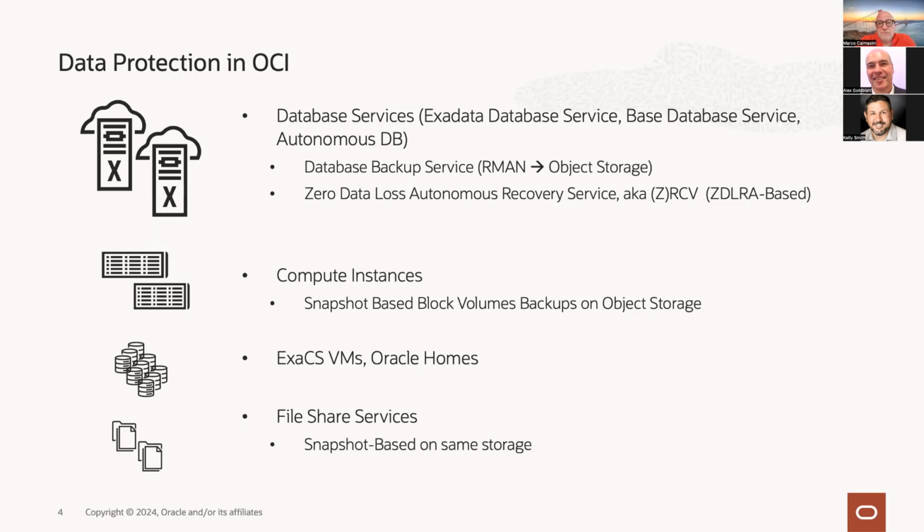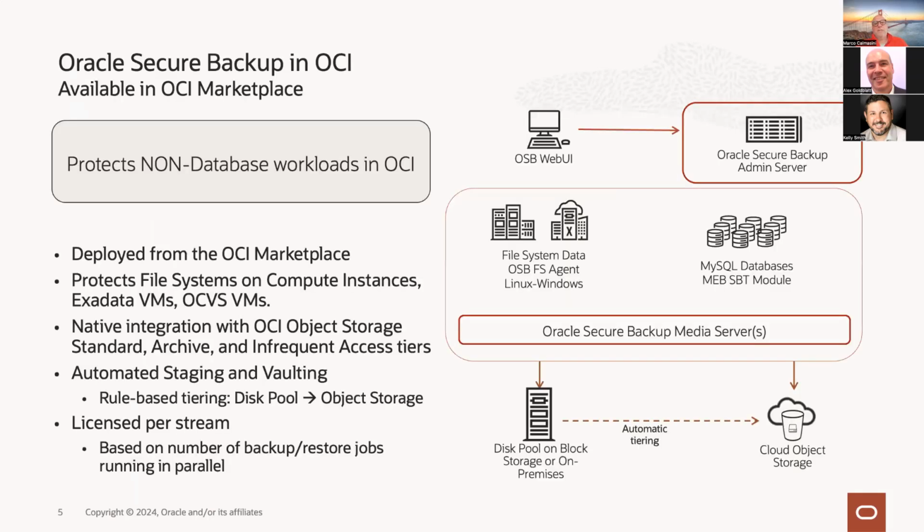The other thing I want to mention is file share services, which is a NAS-like service in OCI. In that case, there is also a snapshot-based backup that can be configured and run. Those are snapshots running on the same storage that is used by the service itself. And when you recover, you can recover the whole share only, not a single file.